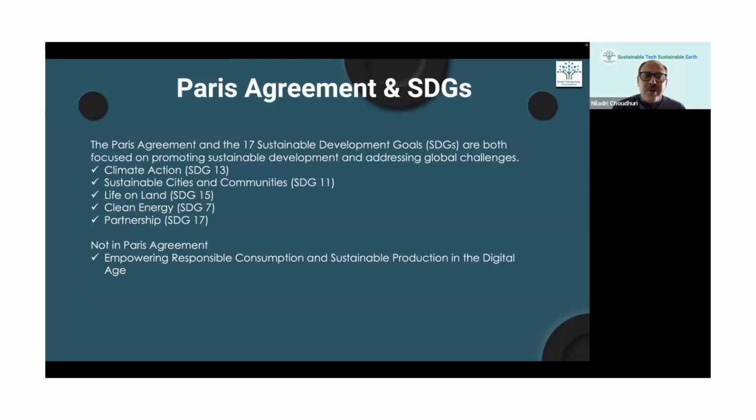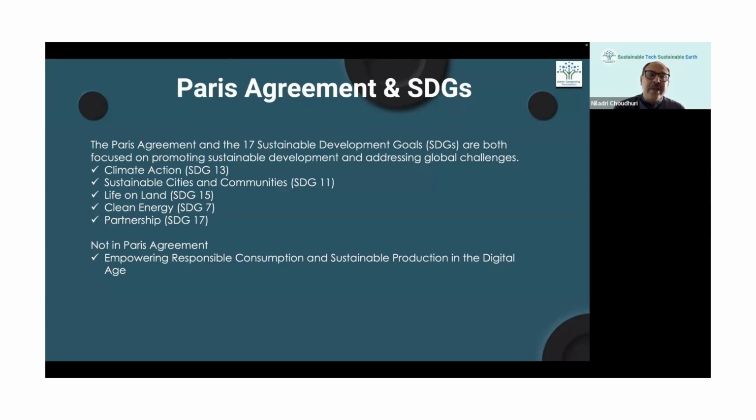If you look at the Paris Agreement and the SDGs, there are a lot of links, some very apparent, obvious links that we can see. The Paris Agreement and the 17 Sustainable Development Goals both focus on promoting sustainable development and addressing global changes. So you can see there is climate action, which is SDG 13, sustainable cities and communities, SDG 11, life on land, SDG 15, clean energy, SDG 7, partnerships, SDG 17. All these are very well connected to the Paris Agreement.